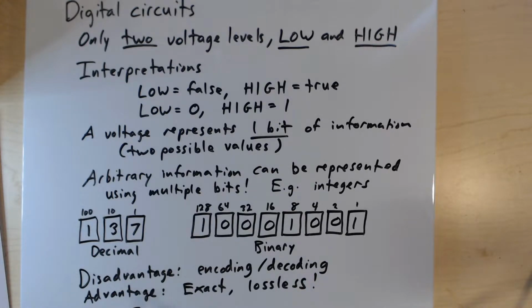The huge advantage of digital circuits is that they are exact. All of the data representations are exact, and they are lossless, meaning that we can take digital information, transfer it between devices, components, we can even record it, and we will never lose any information.